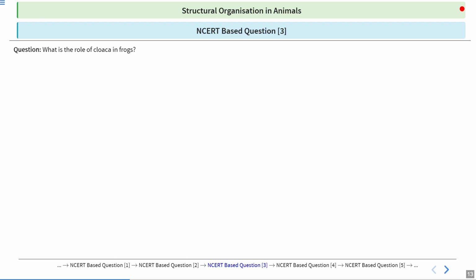What is the role of cloaca in frog? Next question is regarding the cloaca. What is the role of cloaca in frog? So this is a very, very important question. Let us see the answer of this question.